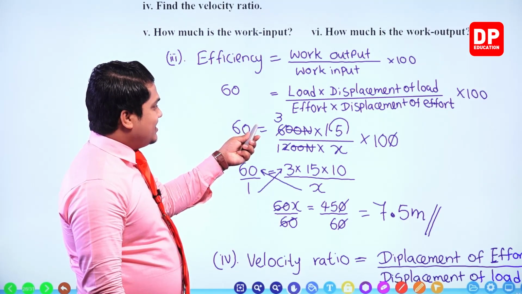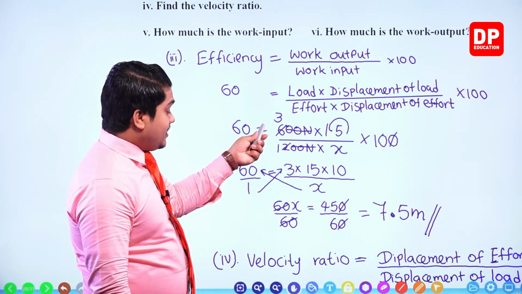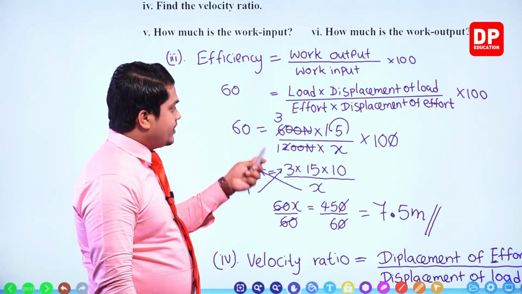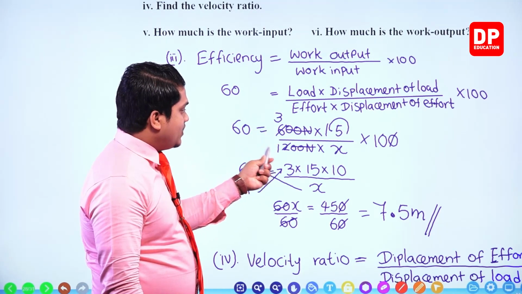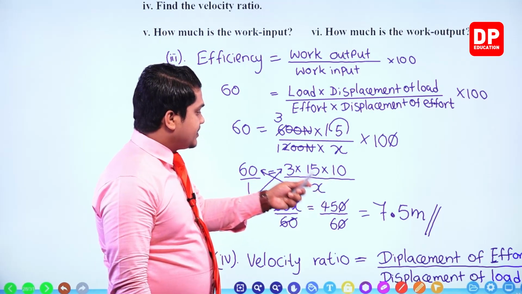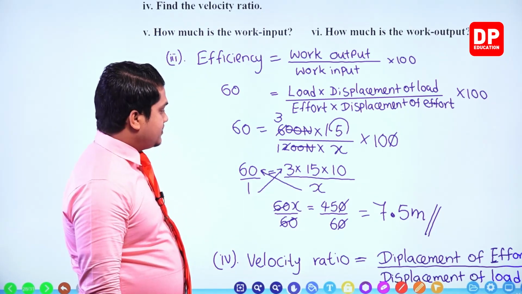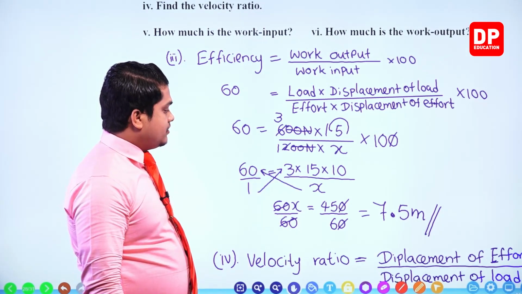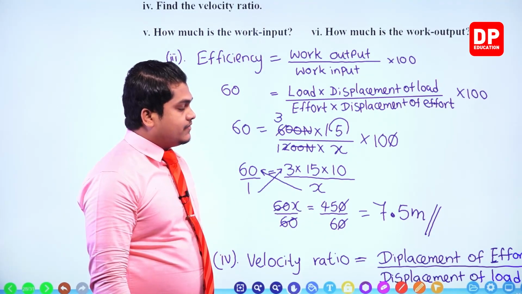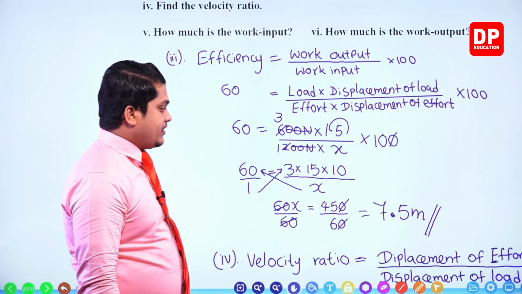So here 600 into 1.5, 200 into x into 100. So you can cancel off here 3, here 1. Then my dear children, 3 times 50 times 10. Then below you can find out x. So you do the cross multiplication. Then finally you will get the answer of x as 450 over 60, which is equal to 7.5.